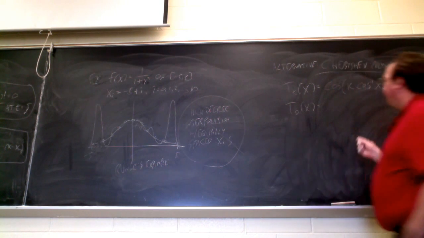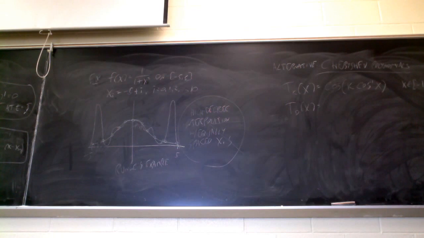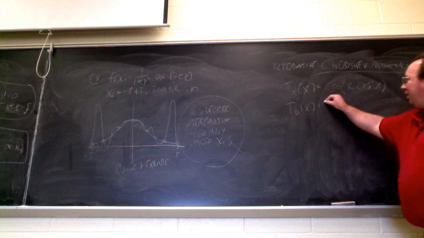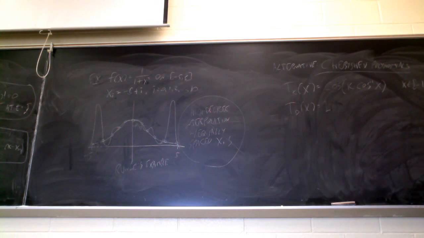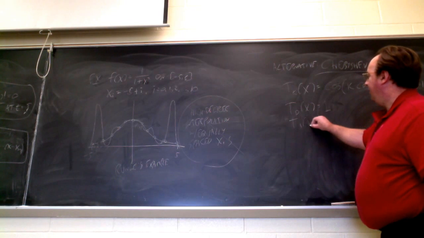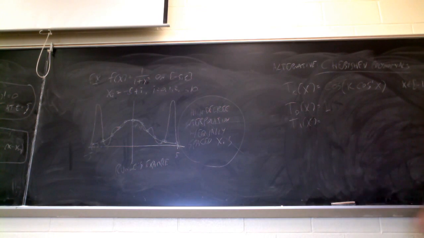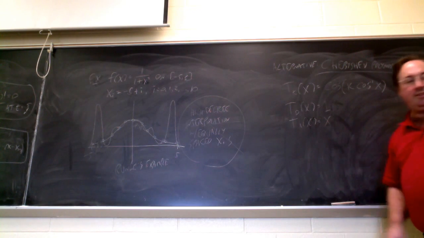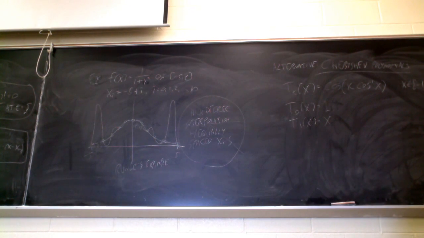So for instance, if I said k equals 0, what am I going to get? Oh, k, sorry. This is cosine of 0, which is 1. Okay. What about T_1? Yeah, because you have cosine of inverse cosine, those cancel, and you get x. Now, what about after that?